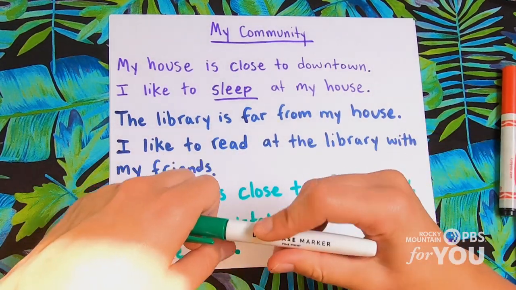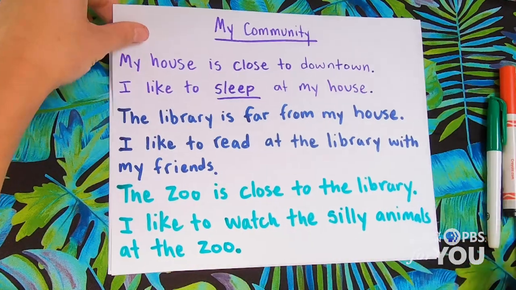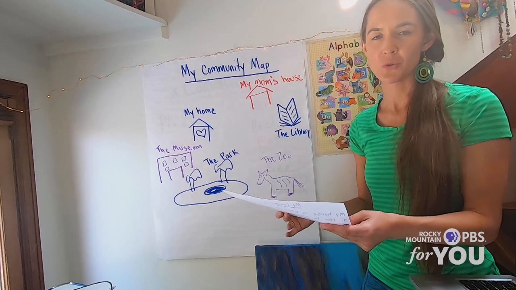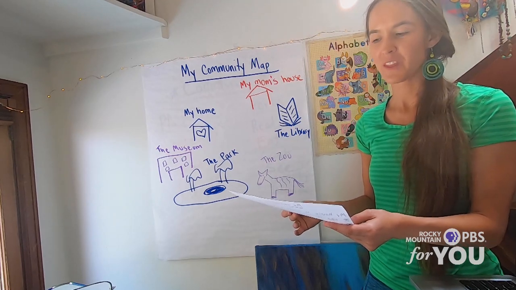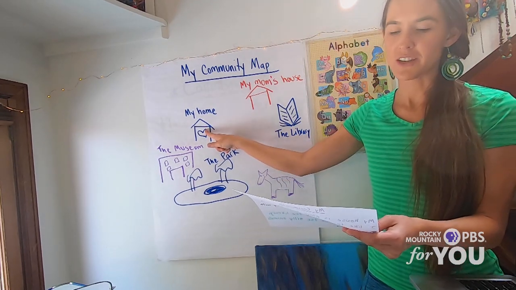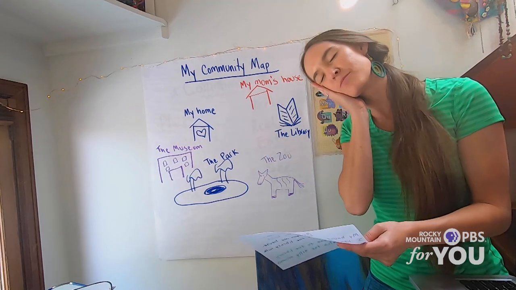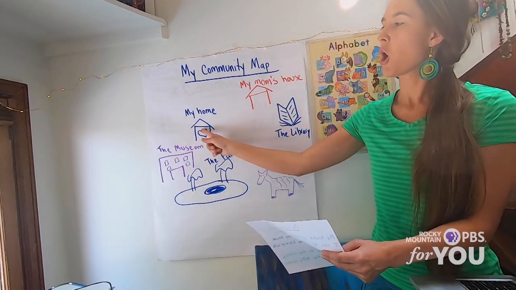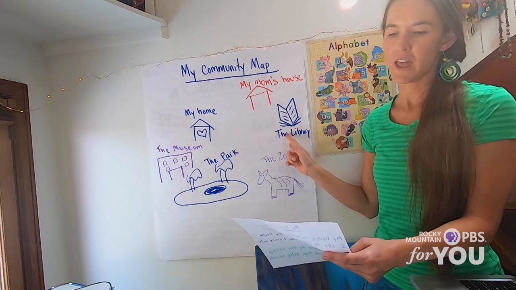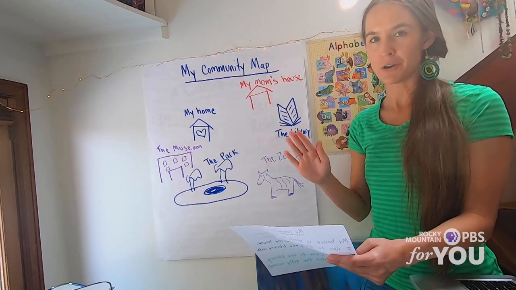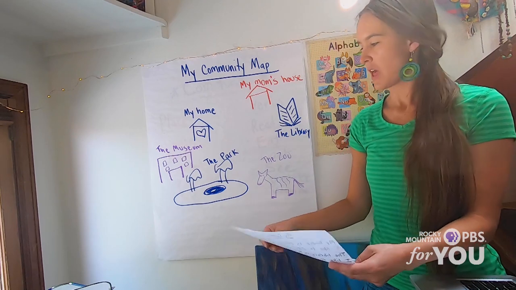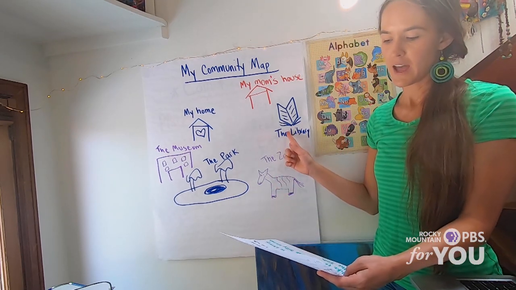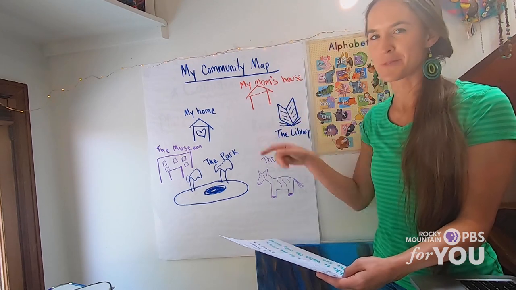Okay, so now I can tell everyone about my community. Now I can use my map and my story to tell about my community. My house is close to downtown. I like to sleep at my house. The library is far from my house. I like to read at the library with my friends. The zoo is close to the library. I like to watch the silly animals at the zoo.